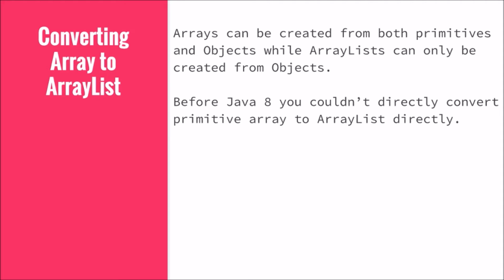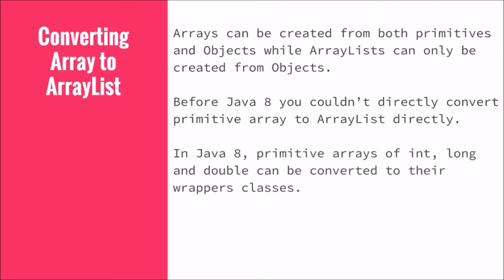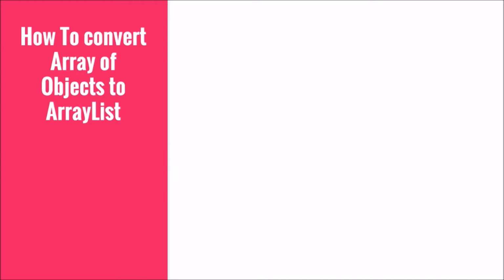Before Java 8 you couldn't convert primitive arrays to array lists directly. But from Java 8 onwards you can convert primitive arrays of int, long and double to their wrapper classes, which are Integer, capital L Long and capital D Double. So if you have arrays of int, long and double, you can convert them to their wrapper class array list. Let's see how to convert.